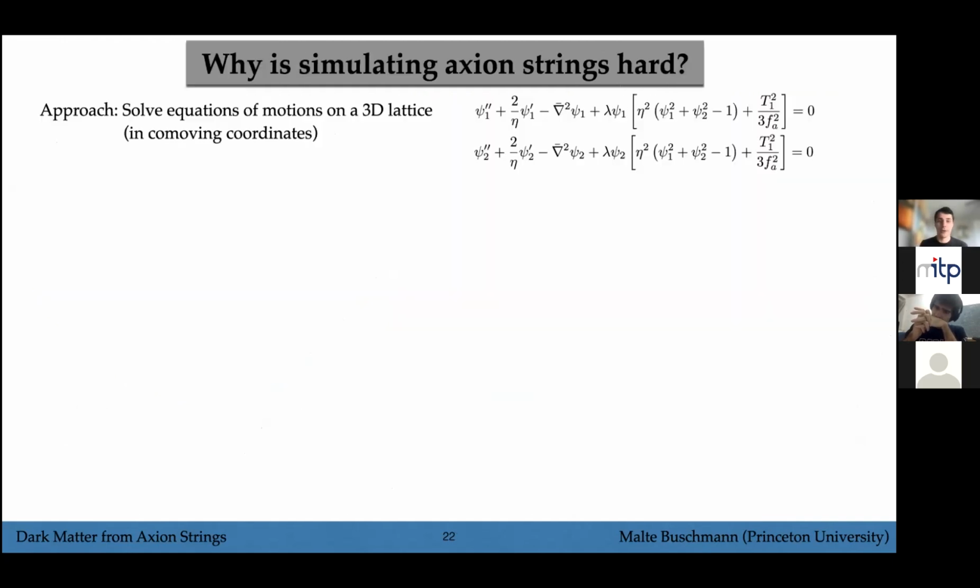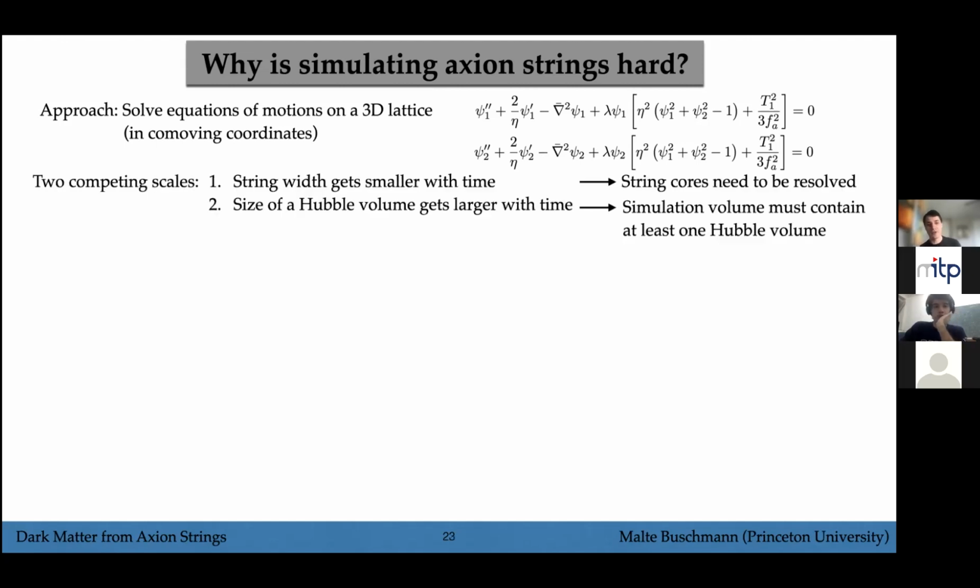So how are those simulations typically done? Now, axion strings, the way you simulate them is actually pretty straightforward. Essentially, what you want to do is write down your equations of motion for your complex scalar field, and solve that on a large 3-dimensional lattice, where you just solve these equations of motion on each grid site. The reason that is hard is because, as it turns out, you have 2 different competing scales in your problem.